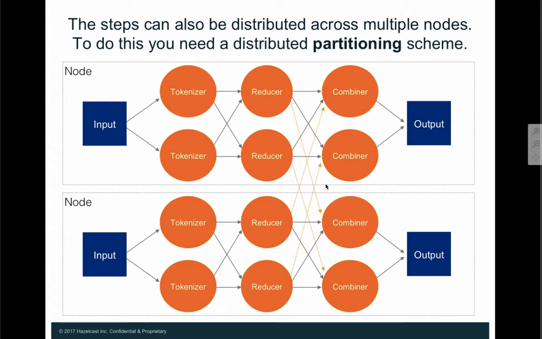To achieve this, you need a partitioning scheme where all the nodes agree on which partition is on which node. And as you can imagine, Hazelcast already does this. We have a distributed partitioning scheme within Hazelcast, and this is quite a natural fit for Jet to use the same partitioning scheme.